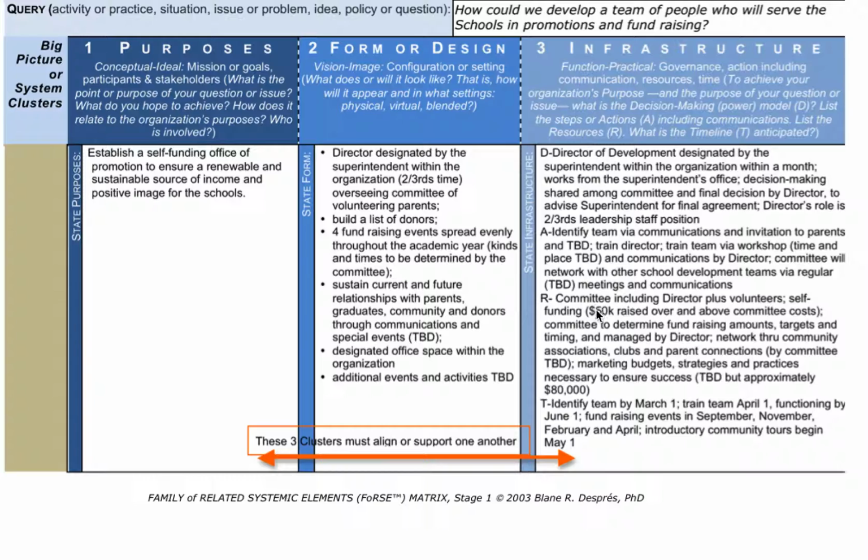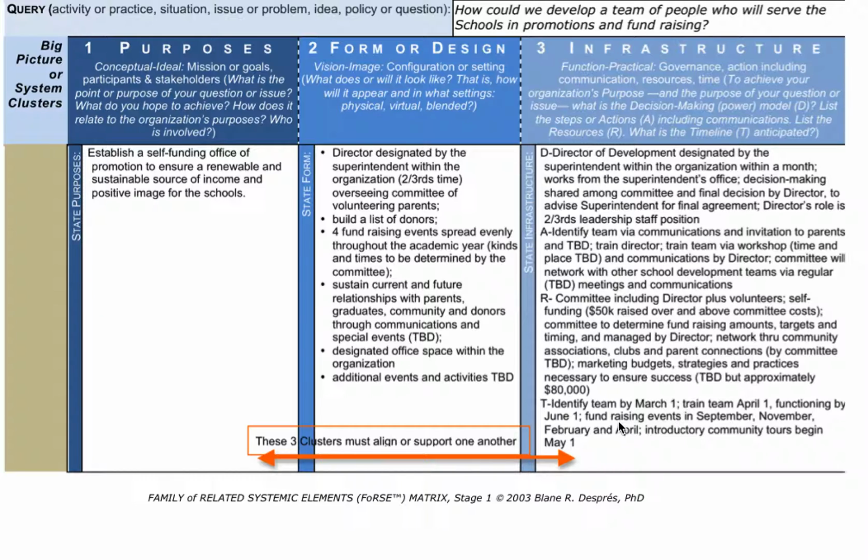The resources include not only the director plus volunteers, but also mention self-funding, so monetary resources and what that looks like. These numbers, 80,000 all told for the director and ensuring that the committee works and functions efficiently and effectively, determined by the client.